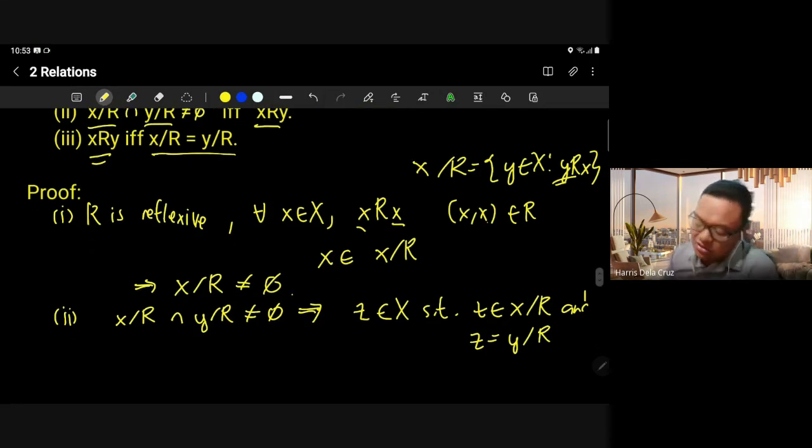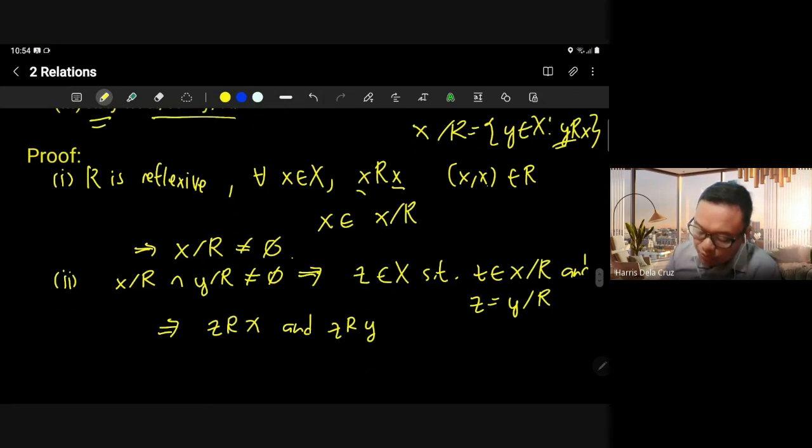Okay? So, ano ibig sabihin pag yung Z nandoon sa X over R? Ang ibig sabihin nun, si Z related kay X. And, syempre, si Z related din kay Y. Well, because R is an equivalence relation, it must be symmetric. Ibig sabihin, pag meron kang Z related kay X, edi dapat si X related din kay Z. So, we're keeping this one, Z related kay Y. Again, because it is symmetric.